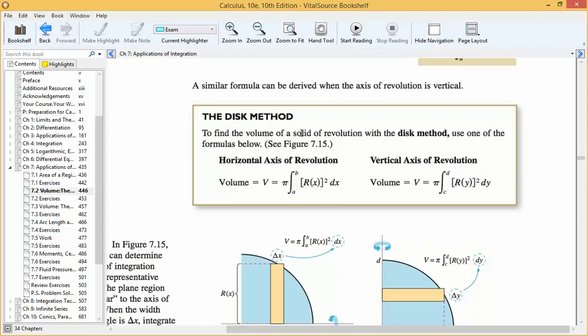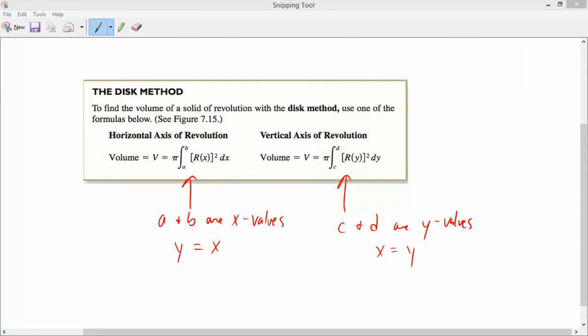The formulas are pretty easy to remember for the disk method. The only thing that you have to make sure is if you have a horizontal axis of revolution, you use this formula. If you have a vertical axis of revolution, you use this formula. Okay, so let me see if I can find us a good problem to look at.